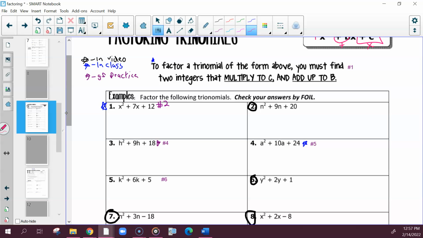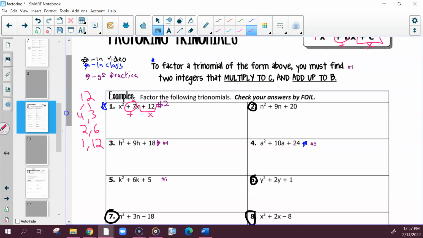For number 1, we need to find two numbers that multiply to be 12 and add to be 7. You may already know what those are, but let's say we didn't. We could list out the factors of 12. What are some factors of 12? 4 and 3, 2 and 6, and 1 and 12.